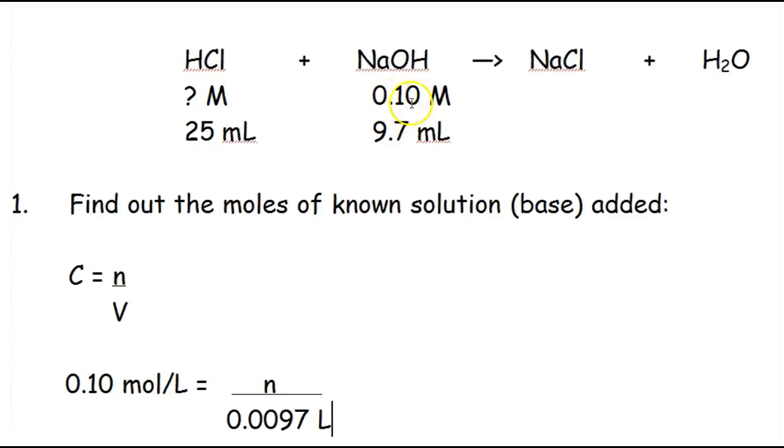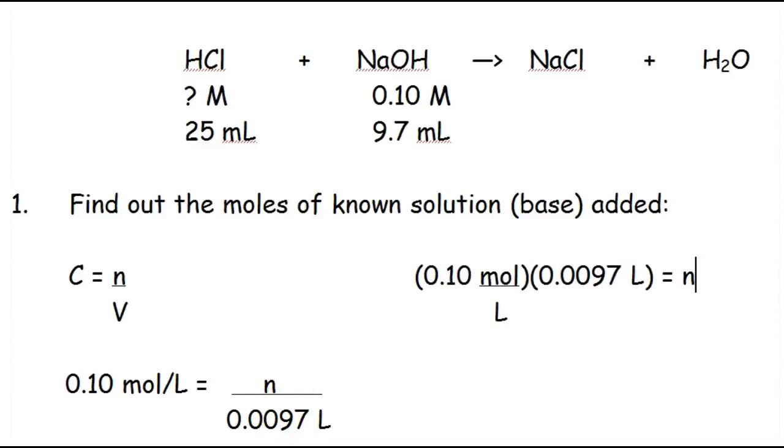So substituting in my 0.10 moles per liter and my 9.7 milliliters converted to liters, I now can isolate my N here. And look, if I even just put my units in, we can see that cancellation happen, right? So I have liters up here divided by liters, so my liters will cancel out. I'm left with units of moles. That works because that is the value that I'm looking for. That's the dimension I'm looking for.